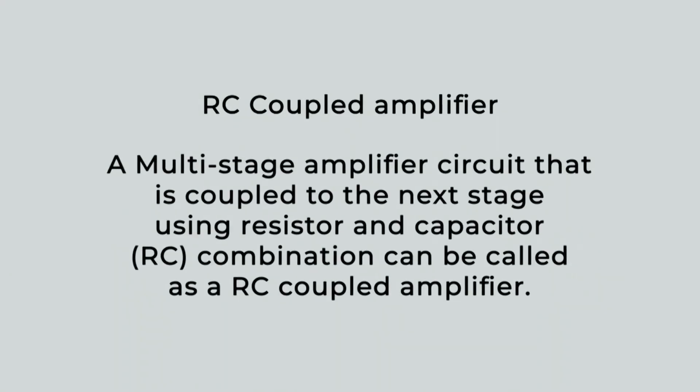Now, another classification is based on the coupling method. Depending upon the method of coupling one stage to the other, there are RC coupled amplifier, transformer coupled amplifier and direct coupled amplifier. Now, first one is RC coupled amplifier. A multi-stage amplifier circuit that is coupled to the next stage using a resistor and capacitor combination can be called an RC coupled amplifier.